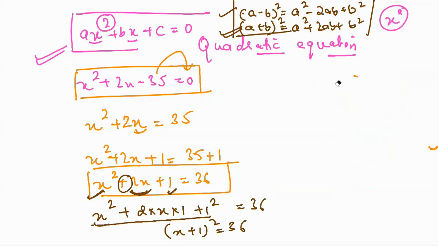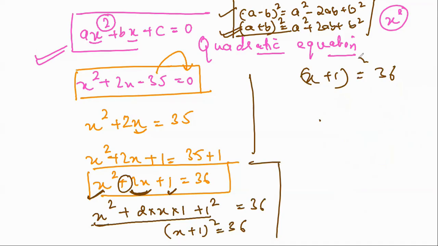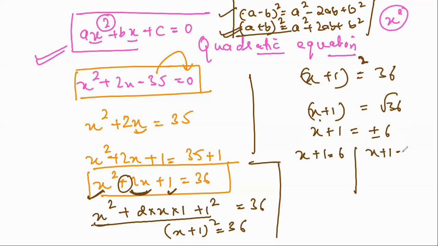Now we just have to take the square to the other side. So x plus 1 whole square is equal to 36. I will take the square to the other side, so the square will become a square root. When I take the square root of 36, you know that 36 is the square of 6. Whenever I find the square root of any perfect square, I get two values, one positive and one negative, because the square of 6 is 36 and the square of negative 6 is also 36. So once I will take 6 and once I will take negative 6.